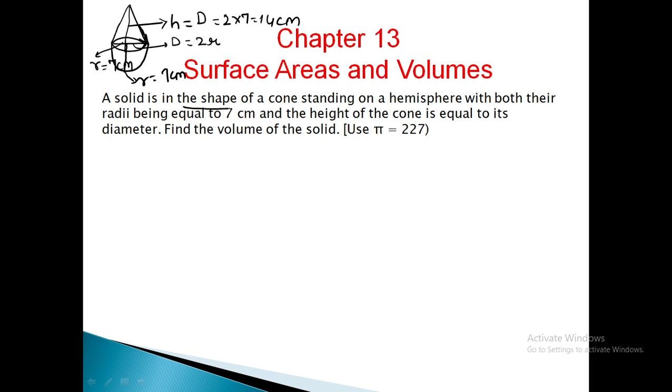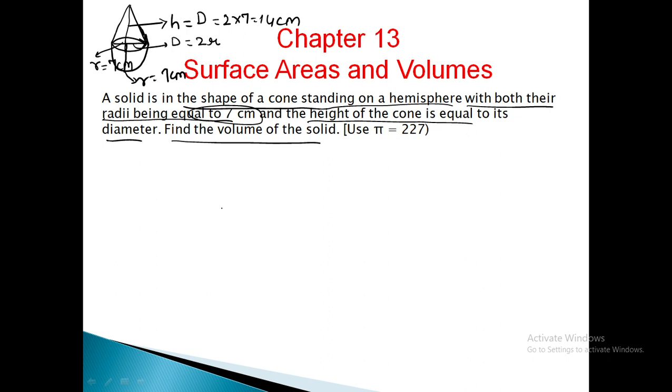A solid is in the shape of a cone which is standing on a hemisphere with both their radii equal to 7 cm, which means whether cone or hemisphere, both have the same radius value, that is 7 cm, and the height of the cone is equal to its diameter, that is 14 cm. Find the volume of the solid. For finding the volume of the solid, we use two formulas, volume of cone and volume of hemisphere, because both are joined with each other. The cone is standing on the hemisphere, so that's why we use the two formulas of volume of cone and hemisphere.